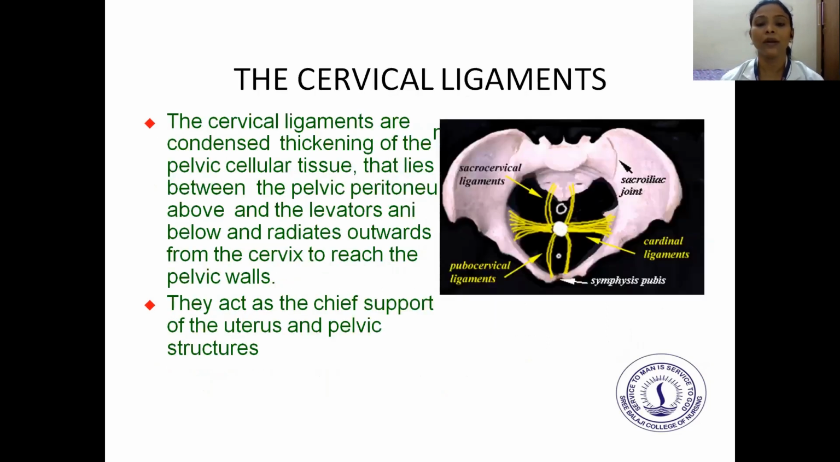Next are the cervical ligaments. The cervical ligaments are condensations of thickening of the pelvic cellular tissue that lies between the pelvic peritoneum above and levator ani below, and radiate outwards from the cervix to reach the pelvic wall. They act as the chief support to the uterus and the pelvic structures.